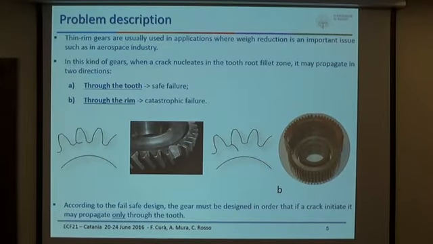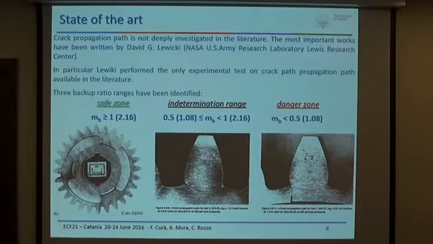So if we want to perform a safe-fail design, we want that if a crack nucleates, the crack must propagate only through the tooth. The crack propagation direction is not deeply investigated in the literature, and the most important works are those carried out by NASA, because they did the only experimental results that we can find about this problem.